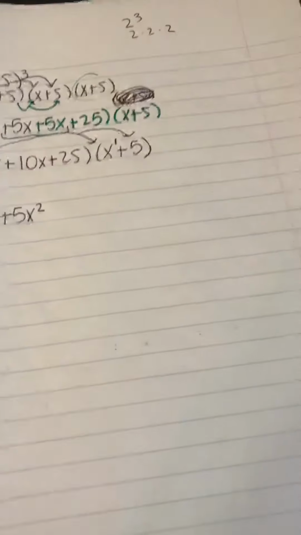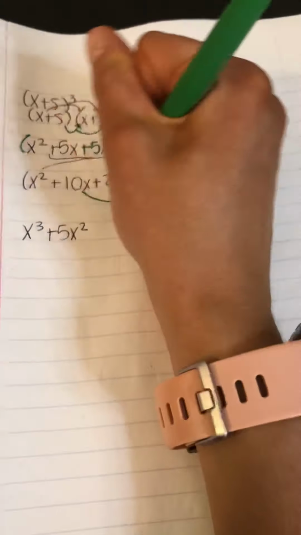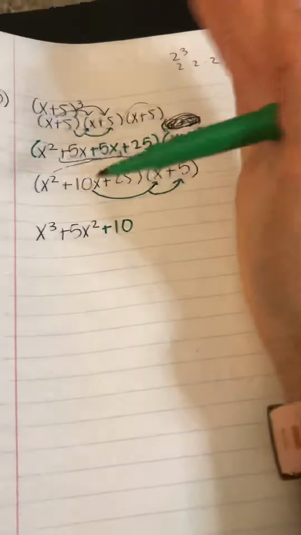Now I'm going to use a different color. I have my positive 10x, and that's going to go here and here. It's going to multiply both terms. So 10x times x is 10x squared.